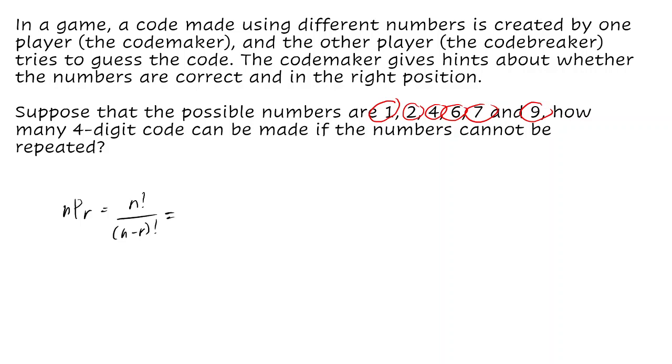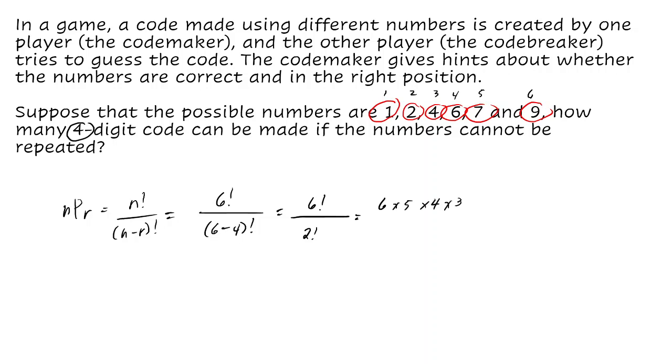So, yung n factorial natin, ilan yung ating numbers? So, we have 1, 2, 3, 4, 5, and 6. So, we have 6 factorial divided by 6 minus ilang digit? 4 digit. So, we have 4 factorial. That will give us 6 factorial divided by 6 minus 4 is 2 factorial. So, basically, hinto tayo kay 2 factorial. 6 times 5 times 4 times 3 times 2 factorial divided by 2 factorial. And then, cancel natin si 2 factorial.